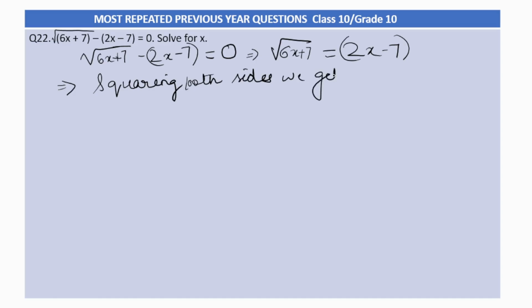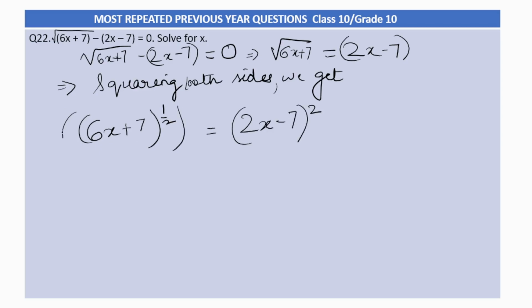See, for better explanation, I'll write it. Here it is 6x plus 7. Square root means it's raised to the power of 1 by 2, right? 1 by 2 is the power. Now, I'm squaring both the sides. So, the right hand side will become 2x minus 7 whole square. And here we will get another square like this, right? This was the original power of this entire expression. Now after squaring, here a 2 comes.